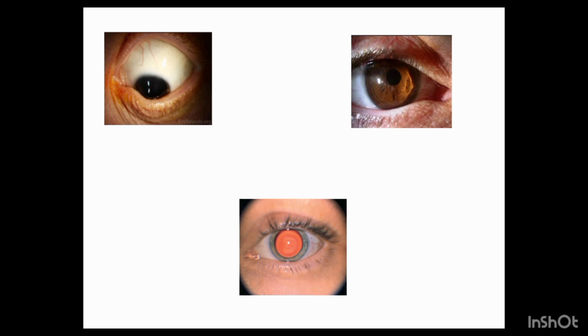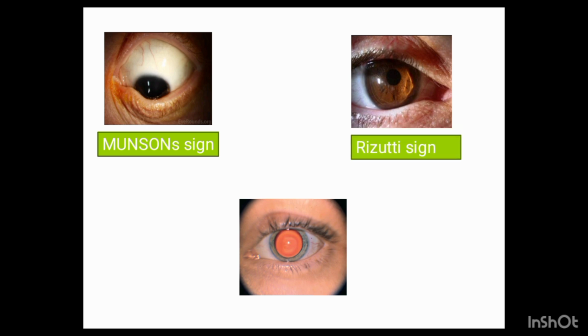In the first image, it is the Munson sign. It is the V-shaped indentation in the lower lid on down gaze of the patient. You can see the V-shaped indentation on the lower lid, right? And in the second image, see this image. This is Rizzuti sign. So what is this Rizzuti sign?